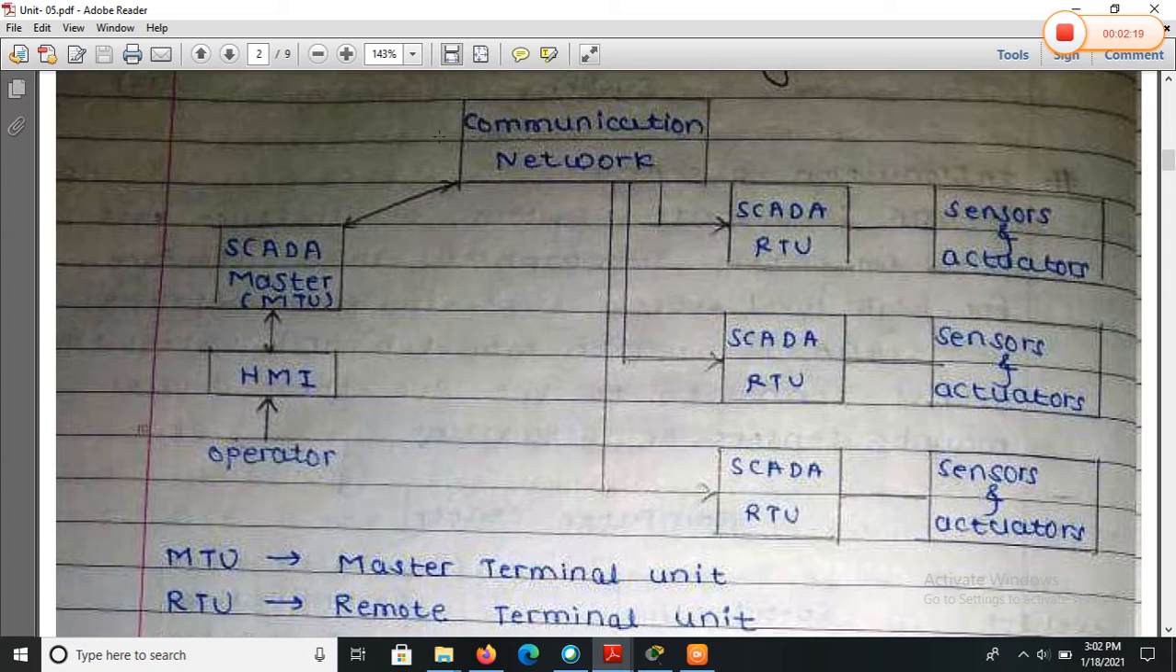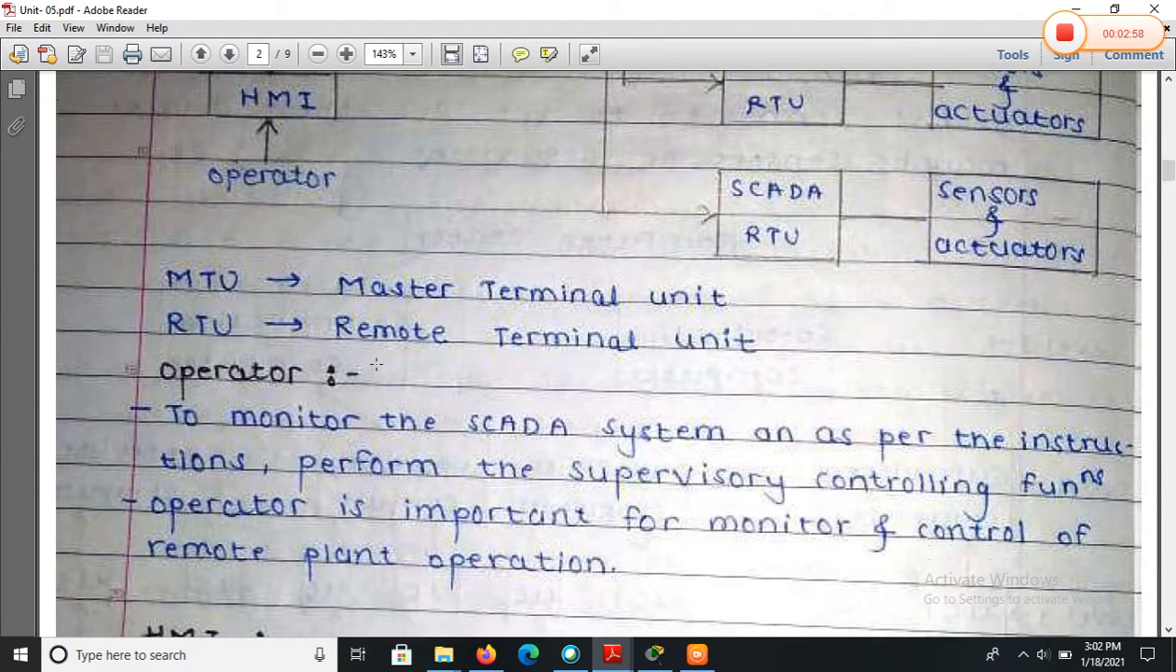This MTU gives the command to the RTU, remote terminal unit. This remote terminal unit is located at a remote location. This RTU is connected with the sensors and actuators. The operator gives the command through the HMI to the RTU using the MTU. Now, the sensor data can be shown to the operator by using the RTU and this communication network. Okay. Now, one by one, see the operation.